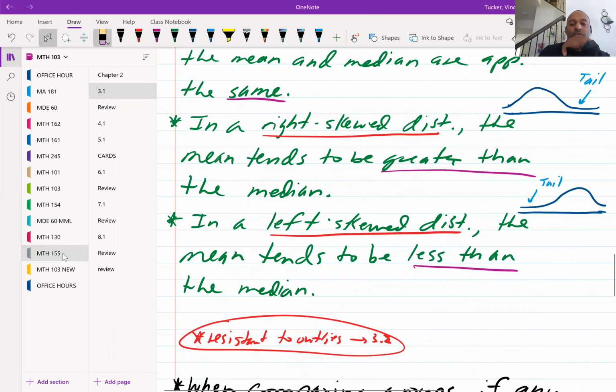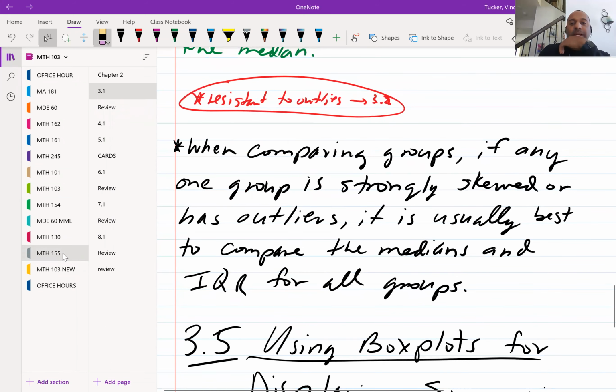All right, so the black statement is the last statement for 3.4. When comparing groups, if any one group is strongly skewed or has outliers, it's usually best to compare the medians and the IQR for all groups.